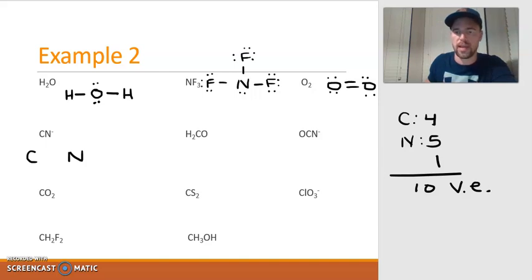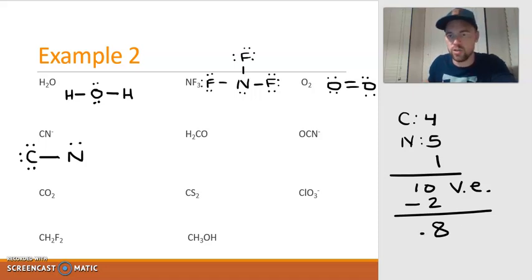So once we've got that, we move on to step 3, which is get them bonded using a single bond. That takes care of 2 electrons, which brings us down to 8. So now, it doesn't matter if you start with carbon or nitrogen, let's just start placing those electrons to satisfy our octets. There's 2, 4, 6, and then 8. So I've used up all 8.